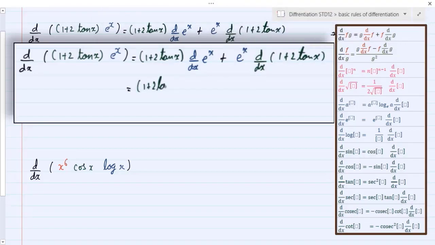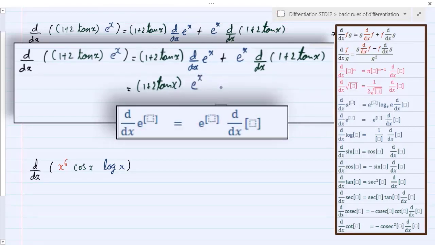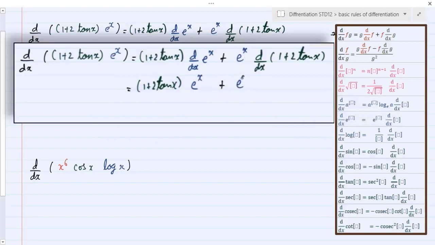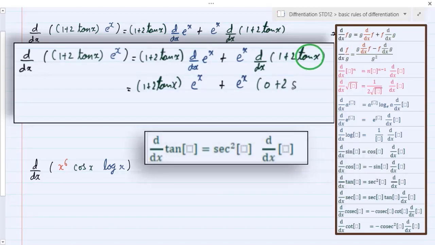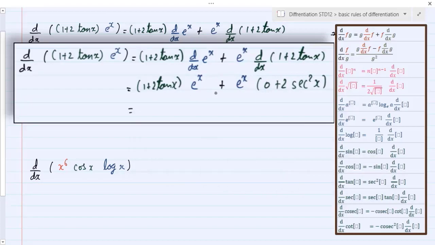As we know, 1 plus 2 tan x will be as it is. Differentiation of e raised to x is e raised to x, plus your e raised to x will be as it is. Differentiation of 1 plus 2 tan x will be 0 plus 2 as it is. Differentiation of tan x will be sec square x. For more simplification, if you want, you can take e raised to x common. So you will get 1 plus 2 tan x, plus from the second term you will get 2 sec square x as your final answer. Ta-da!